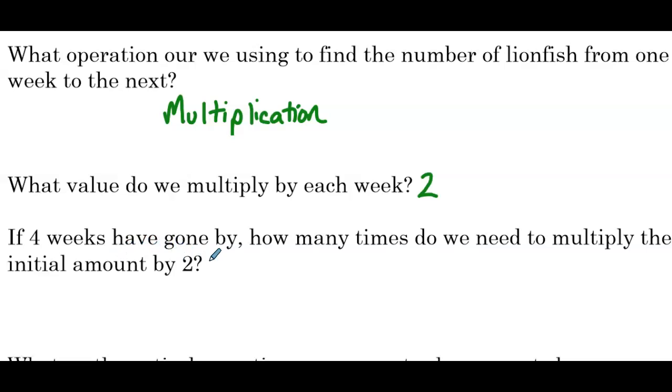If 4 weeks have gone by, how many times do we need to multiply the initial amount by 2? So if I wrote this out, the initial amount is 5, and that was 0 weeks. After week 1, we multiplied by 2. After week 2, we multiplied by 2 again. Week 3, week 4. So we wound up multiplying by 2 4 times.